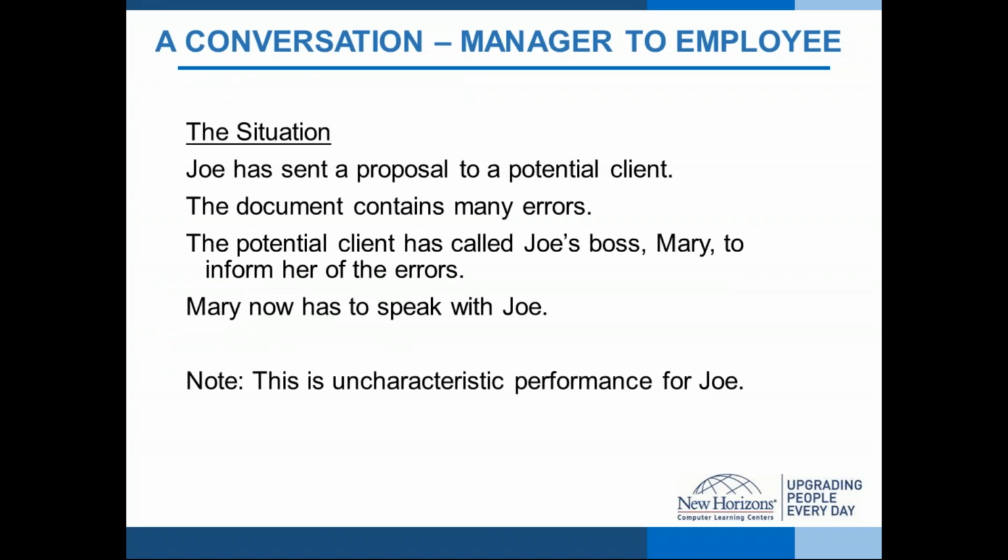So let's use an example. Here's a conversation between a manager and an employee. And the situation is that Joe has sent a proposal to a potential client. The document contains many errors, and the potential client has called Joe's boss, Mary, to inform her of the errors, and Mary now has to speak with Joe. And so she's going to map out the conversation with Joe. And by the way, it's important to note that this is uncharacteristic performance for Joe. If it's characteristic performance for Joe, that's a different kind of conversation. So something has happened here, proposal sent to a potential client. It's an issue, the client is not happy.